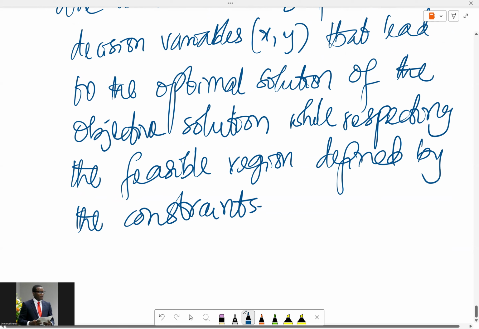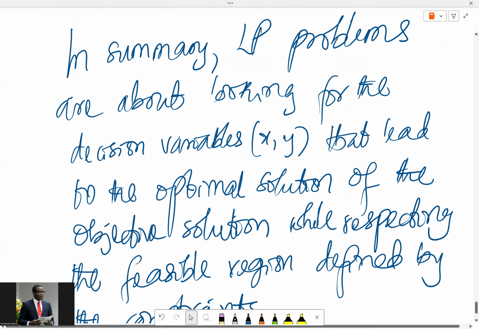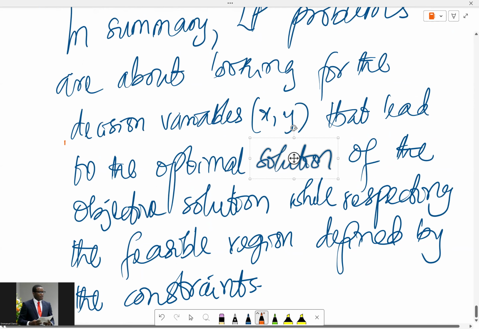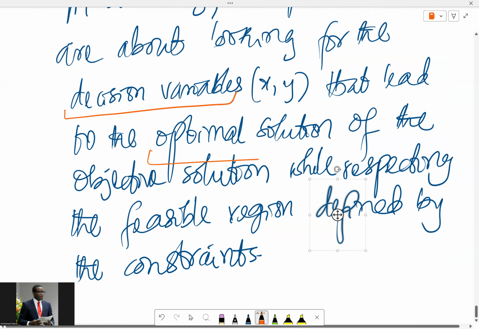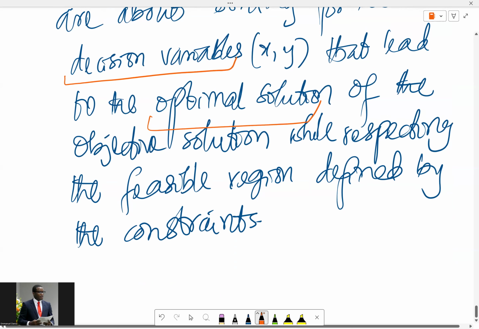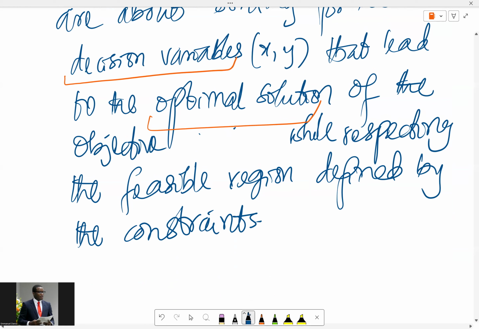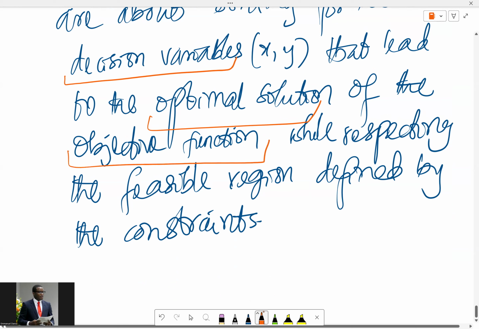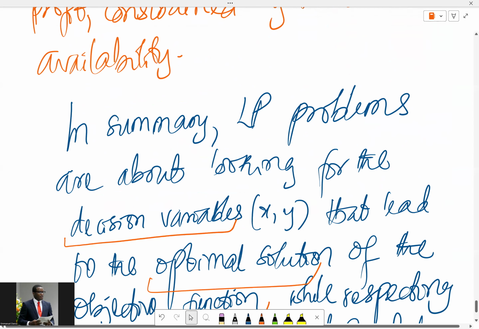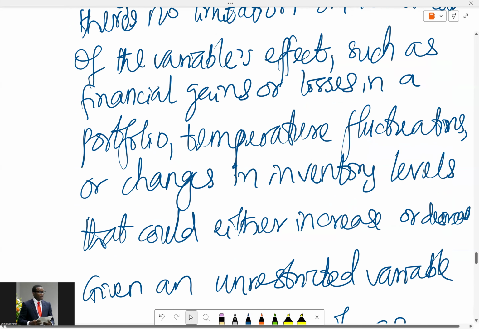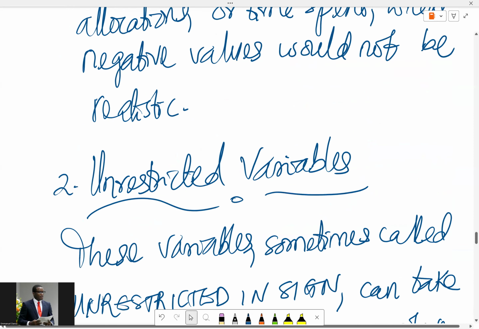So you can see this is a summary of linear programming. Again, in summary, LP problems are about looking for decision variables that lead to the optimal solution of the objective function while respecting the feasible region defined by the constraints. Those are the terminology we have talked about today: objective function, constraints, feasible region, decision variables, optimal solution, and that's it.